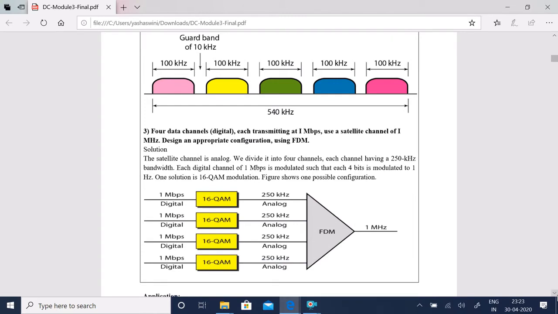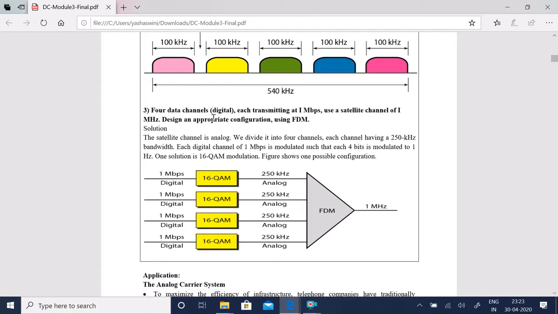So we'll deal with one more example. Here 4 data channels, each transmitting at 1 Mbps, use a satellite channel of 1 megahertz. Design an appropriate configuration using FDM. We know the output bandwidth is 1 megahertz and this has to be shared by 4 data channels. One more important thing to notice is that your data channels are digital. We know that frequency division multiplexing works for analog signals, so there is a need to convert your digital signal into an analog signal.